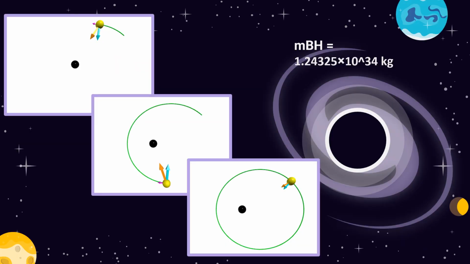Here are a few screenshots from my model. As you can see, the arrows represent the various forces, including the perpendicular, the parallel, and the net force. And we can see that the forces do change as the position of the star changes, and that we get slightly different masses for the black hole at each of these positions. So if we take the average of all of those masses at each position, we get a mass of about 1.24 times 10^34 kilograms for the black hole.